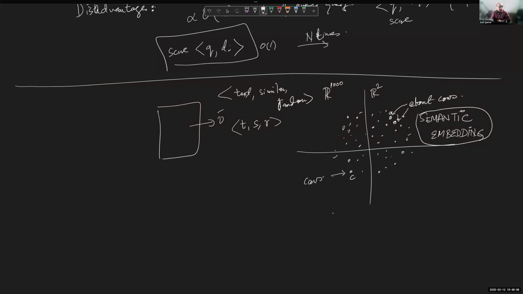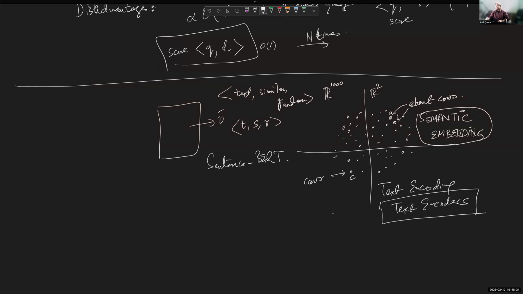Right? This was a fairly important paper. This work came out pretty soon after BERT. It was called Sentence BERT. It was the first paper. And after that, this technology is called text encoding or text encoders. And it has been quite a race, quite a fun thing. There's a leaderboard called the MTEB leaderboard. An organization called Hugging Face maintains such a leaderboard.